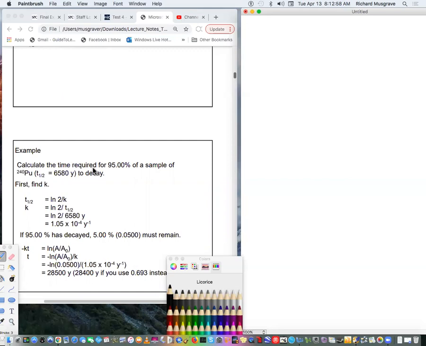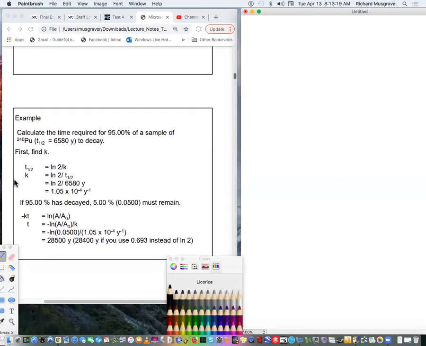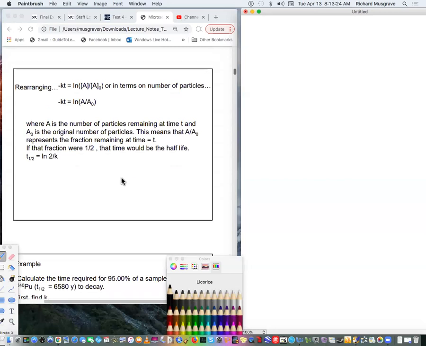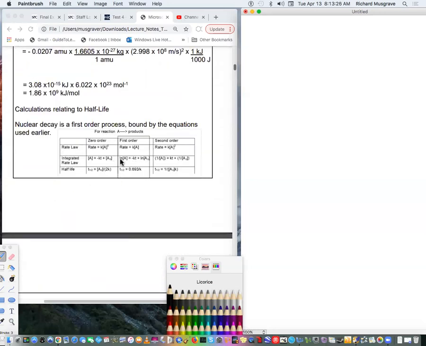So if you were asked a question, for example, with this one, this is plutonium-240, and we're given a half-life here, 6,580 years. We want to know how long it would take for 95.00% of that sample to decay. So given the half-life, we can calculate a K value, and we could also take this integrated rate law.